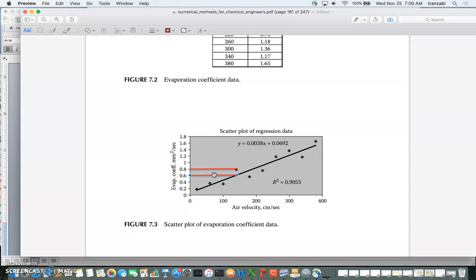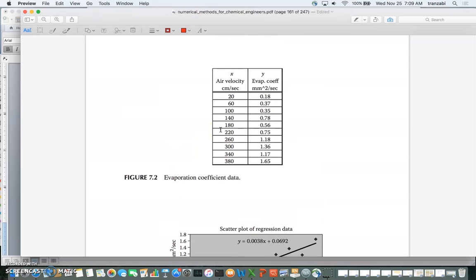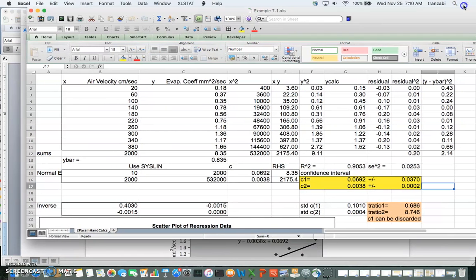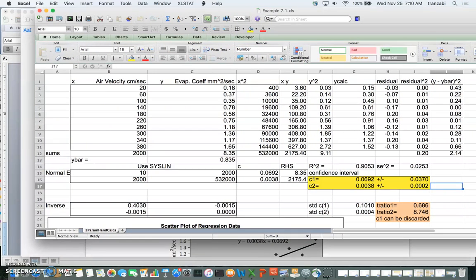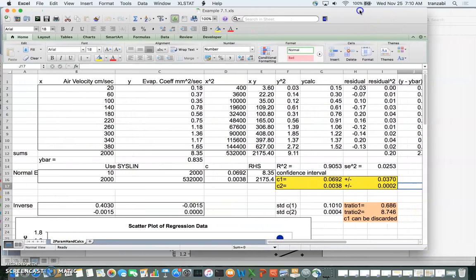Okay, so remove these lines. Okay, so what we can do is we can go ahead and calculate the coefficients C1 and C2 using a spreadsheet. So here is the spreadsheet. That is example 7.1 in the textbook. Okay, so first we put in the data. So this is the X and Y data, right?